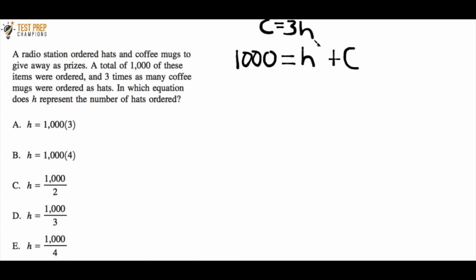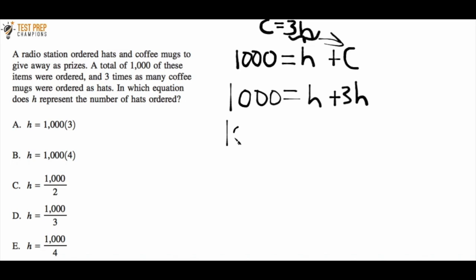So all I have to do is go to this equation here, and I'm going to replace C with 3H. So if I rewrite this, I have 1,000 equals H plus 3H. And if I simplify this, H plus 3H equals 4H. So I've got 1,000 equals 4H.